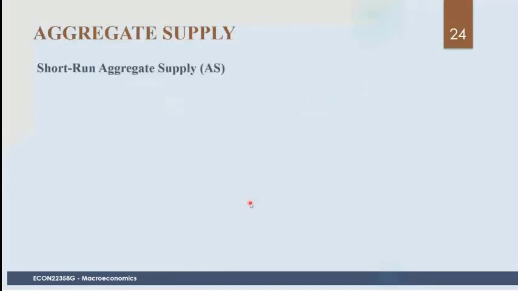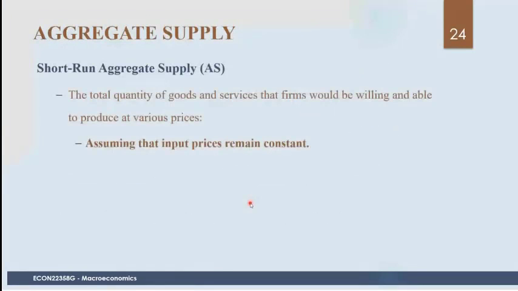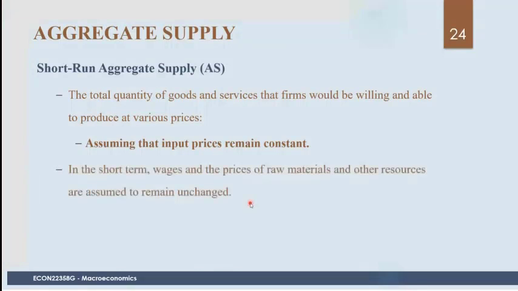Okay, so the short run aggregate supply curve, again, is the total quantity of goods and services that firms would be willing and able to produce at various prices, but we're assuming input prices remain constant. So in the short run, wages and the prices of raw materials and other resources are assumed to remain unchanged. That's part of John Maynard Keynes' ideas of how these things can be sticky. They don't change very rapidly, and that was witnessed in the Great Depression.